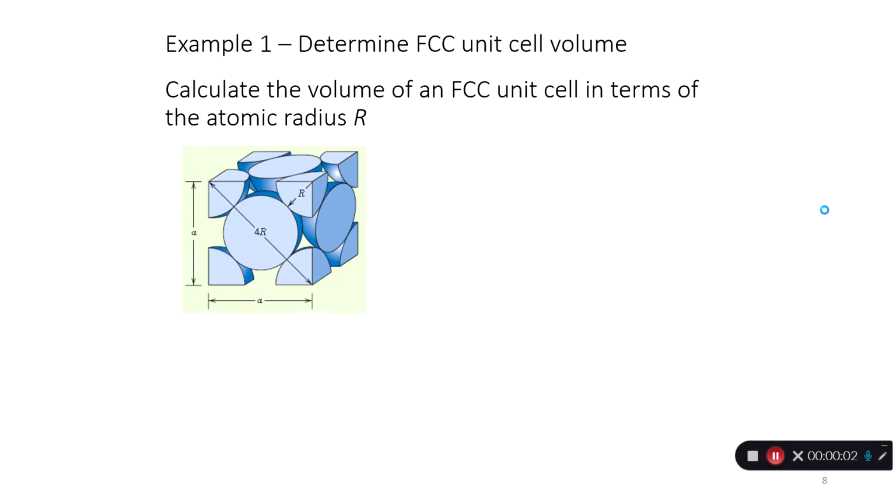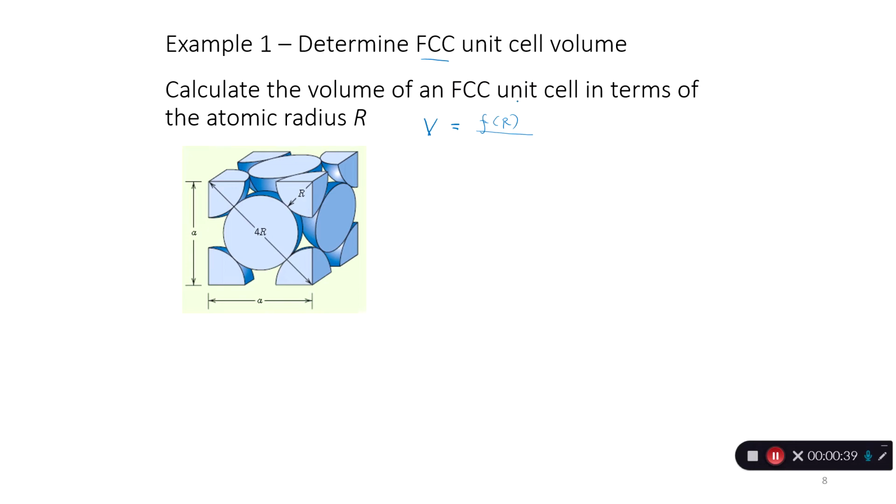Okay, in this video we're going to do a couple of examples related to the crystal structures. Specifically on the FCC. So here we are going to determine the volume of an FCC cell. The question goes, calculate the volume of the cell in terms of the atomic radius r. So what you want to find ultimately is the volume of the cell expressed in terms of r. So it's a function of r.